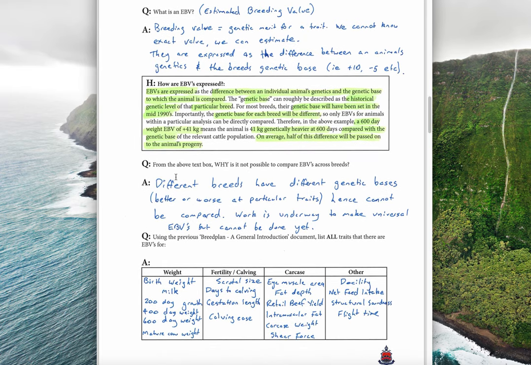Alright, so from the above text box, why is it not possible to compare EBVs across breeds? Like I said, different breeds have different genetic bases. They're better or worse at particular traits. Angus are better at marbling. Hereford are better at mothering ability. So they have different traits, and the baseline is different for each breed. So they can't be compared to each other. However, there is work underway to make a universal EBV system, but it can't be done yet. So hopefully one day in the future we'll have a universal system where all cattle can be compared on the same scale.